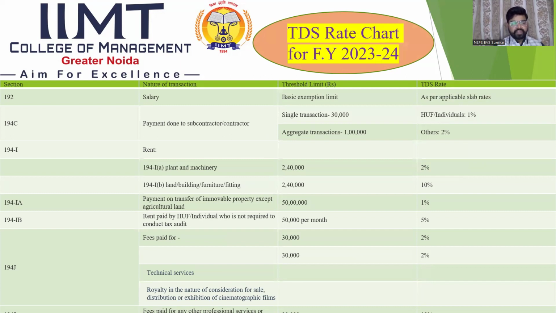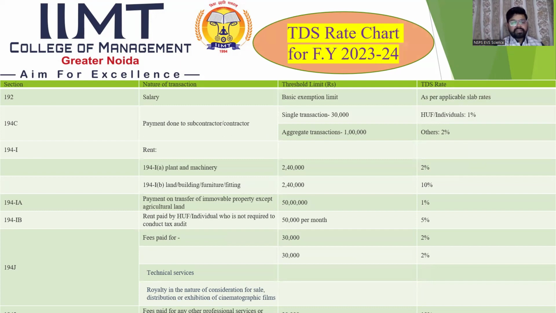Under section 194I of TDS, if any person pays rent for plant and machinery, the limit is above 2.4 lakh, then the TDS rate is 2%. If rent is paid for land, building, furniture, fittings above 2.4 lakh, then the TDS rate is 10%.